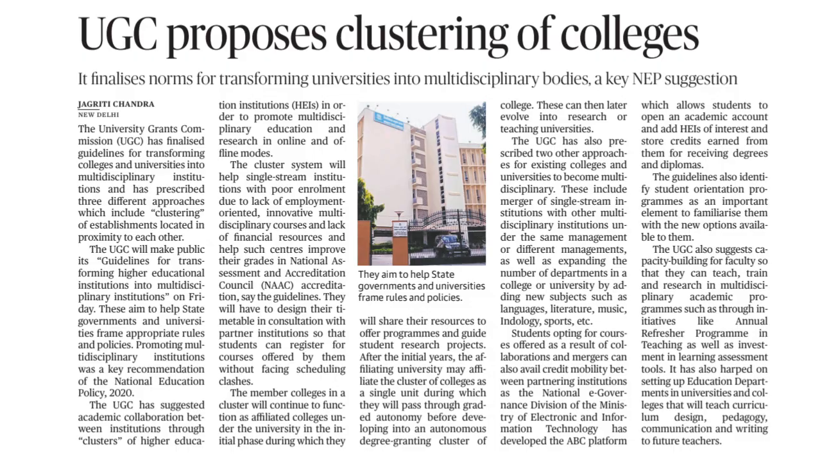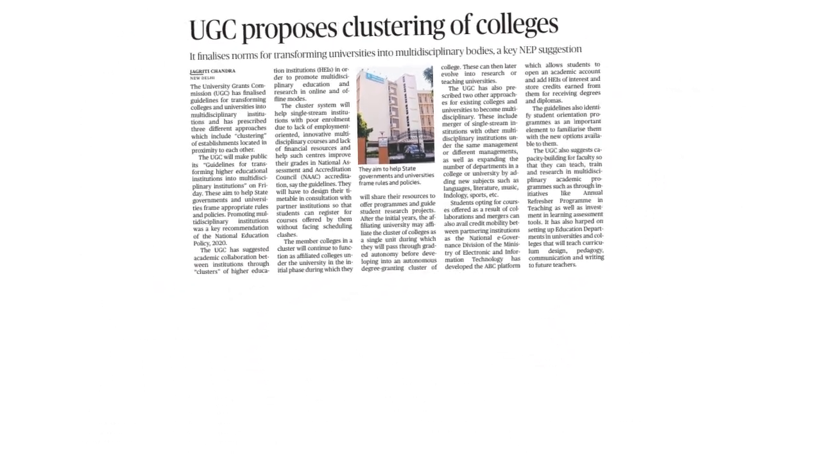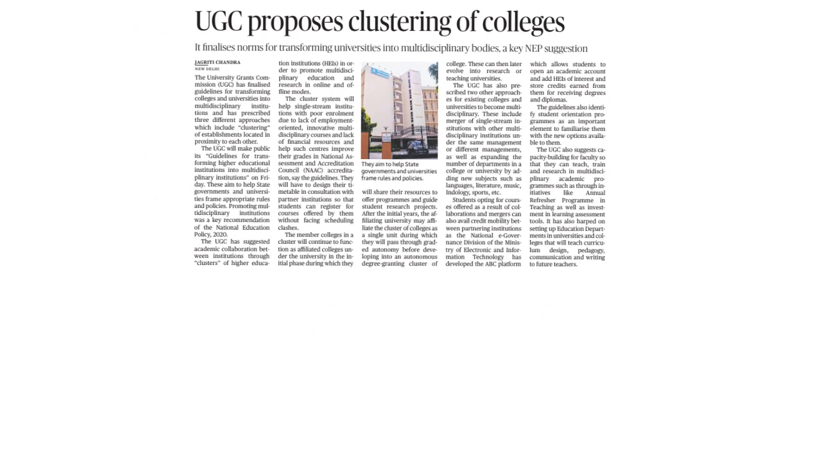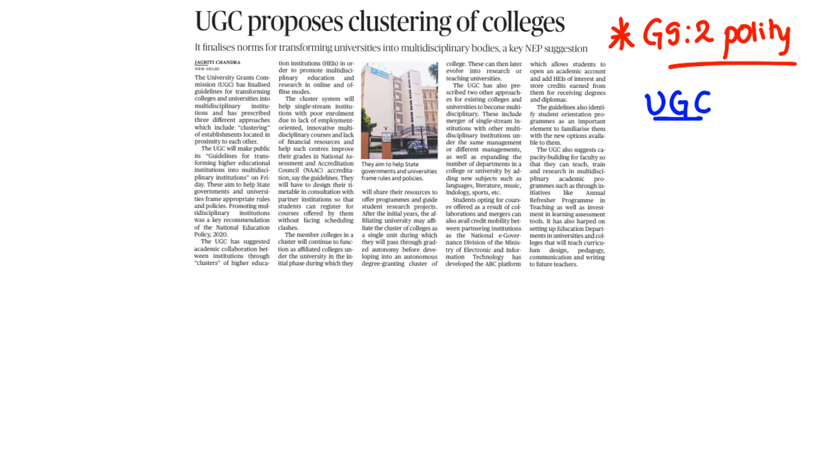This is the article where it has proposed something that is related to UGC. Clear? So UGC proposes the clustering of colleges and this is very important from the GS2 polity perspective. It finalizes the norms for transforming universities into multidisciplinary bodies. Are you getting? First of all, you should know UGC means University Grants Commission, and it was formed under the UGC Act.